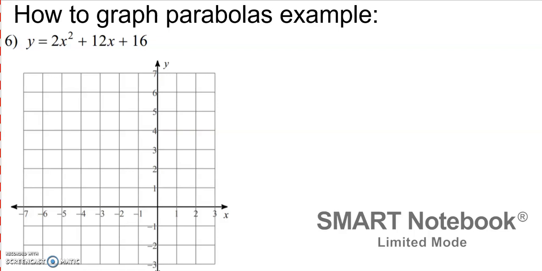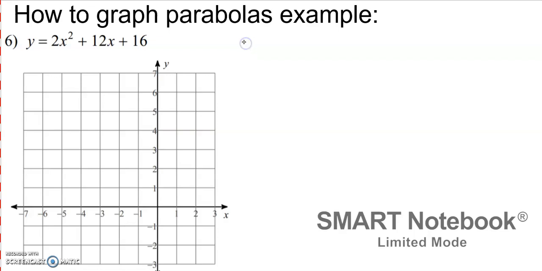Okay, so in this video, we are going to be working on number 6 from your assignment, and we're going to be talking about how we're going to graph this quadratic equation we call the graph, the parabola. So the first thing we want to do is find the factors if they have any. So we're going to factor 2x squared plus 12x plus 16.